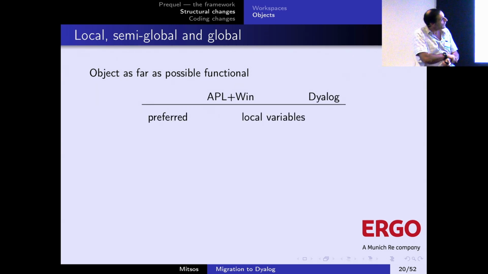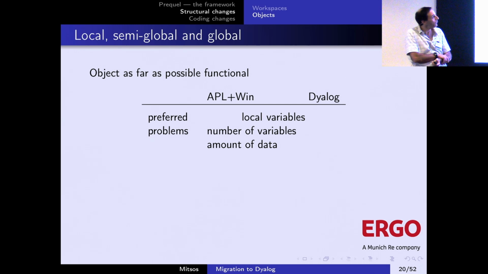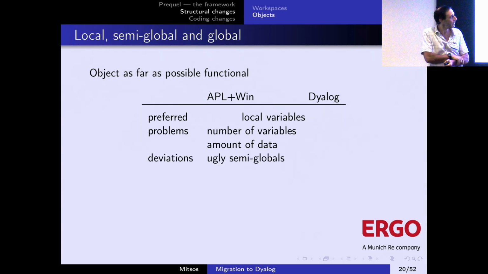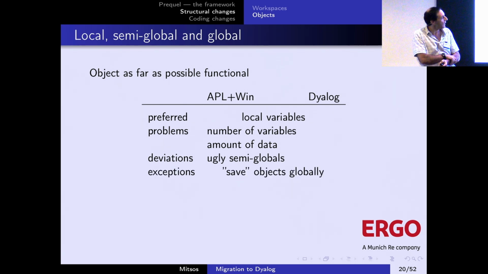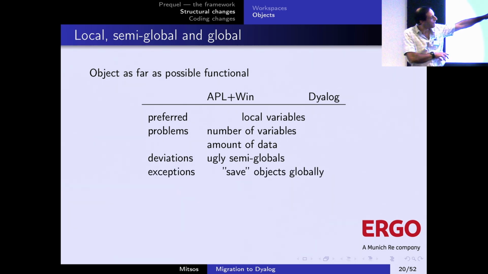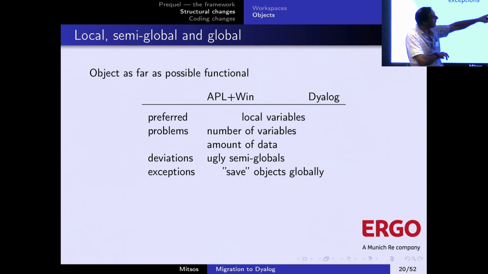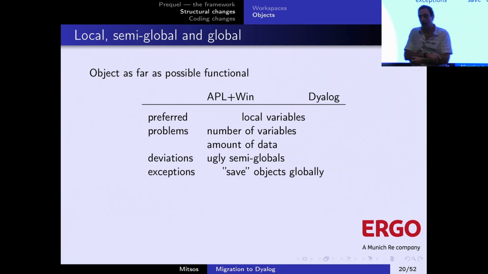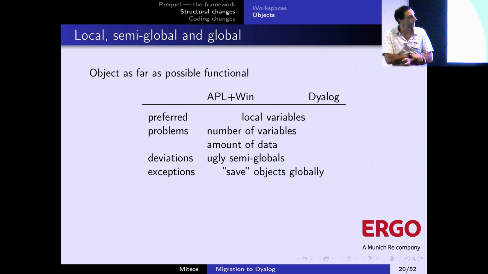Okay, I always tried to make objects functional with local variables, but in APL+Win I had some problems. Sometimes the amount of data or the number of variables was too high, and I had to use some ugly semi-global solutions. Exceptions, I always had exceptions, and I still have exceptions where I want to save objects globally, but I do not need the ugly solutions under Dyalog anymore.